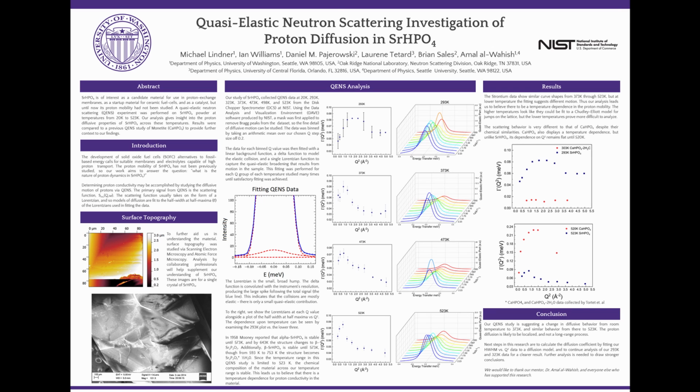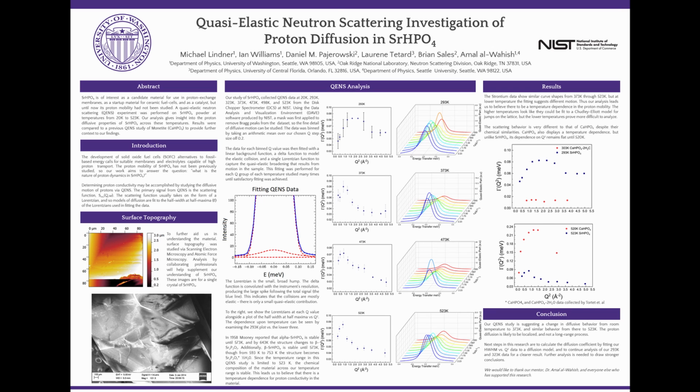Therefore, the question that we are trying to answer is, what is the nature of proton conductivity in strontium hydrogen phosphate? Determining proton conductivity may be accomplished by studying the diffusive motion of protons in condensed matter through a technique called quasi-elastic neutron scattering, or QENS.